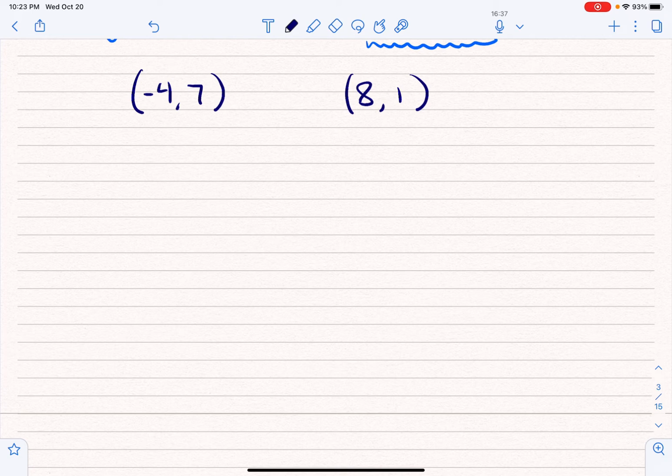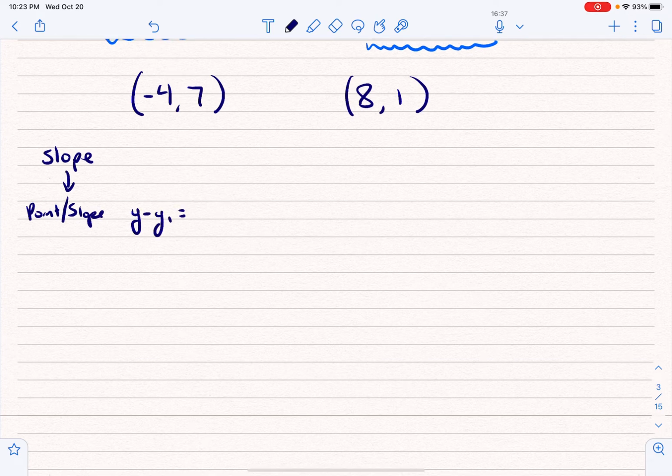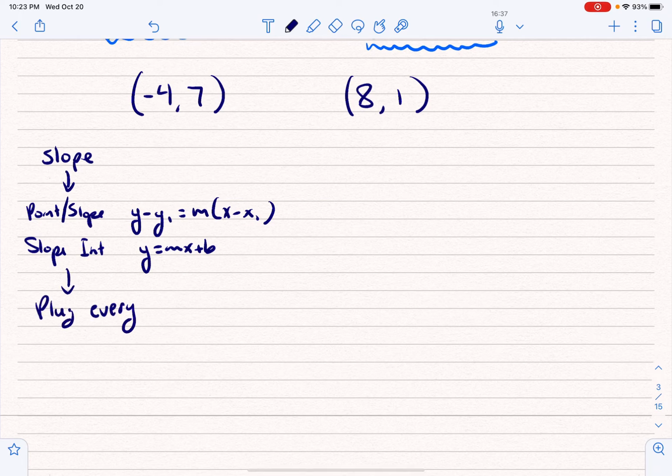To think about how I'm going to do that, the first thing I'm going to want to do is find slope. And then I'm probably going to want to use either point-slope, which is y minus y1 equals slope times x minus x1, or slope-intercept, which is y equals mx plus b. You're going to plug everything in, and then you're going to simplify. By simplify, I mean you're going to make it say y equals whatever the rest is.